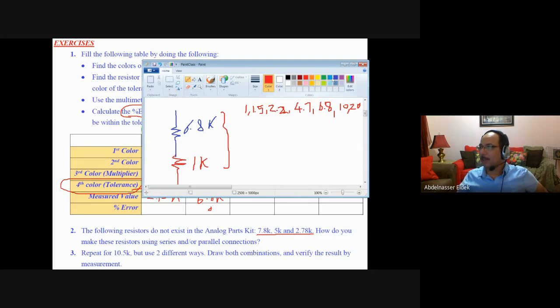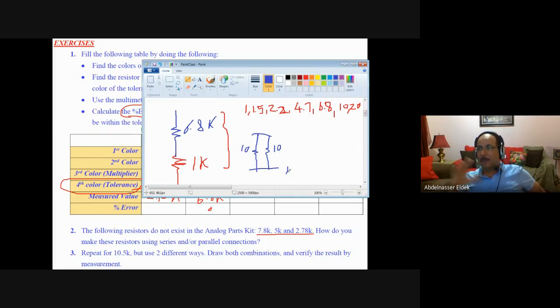For example, you can make 2 resistors in parallel. If we have 10K and 10K, and you connect them in parallel, then actually the total will be 10 divided by 2, which is 5K. What about, for example, 2.78? In this case, you have to think about the number of resistors that you need to have in parallel or series that will give you 2.78.